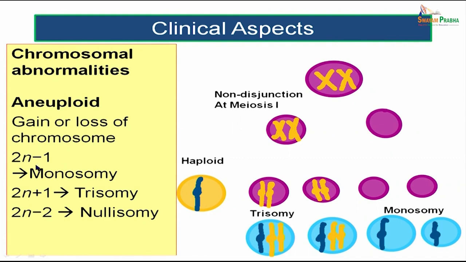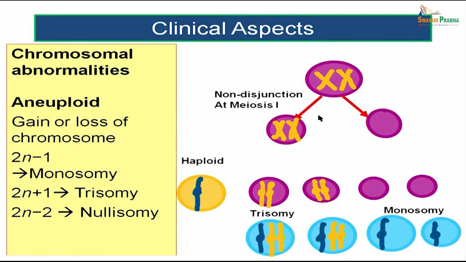So, if there is one less, you call it monosomy. If there is one more, you call it trisomy. If there are two less, you call it nullisomy. Likewise, we will name it. So, let's have a quick look at the chromosome pattern.